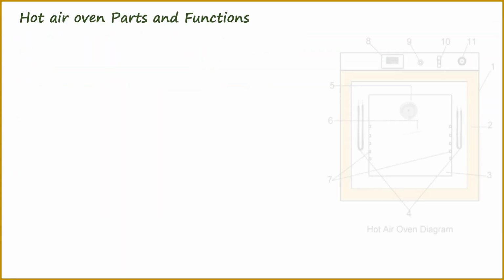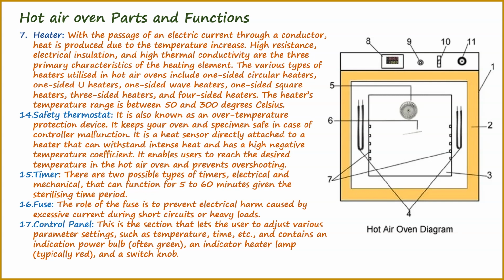13th part is heater. With the passage of an electric current through a conductor, heat is produced due to the temperature increase. High resistance, electrical insulation, and high thermal conductivity are the three primary characteristics of the heating element. The various types of heaters utilized in hot air ovens include one-sided circular heaters, one-sided U heaters, one-sided wave heaters, one-sided square heaters, three-sided heaters, and four-sided heaters. The heater's temperature range is between 50 and 300 degrees Celsius.